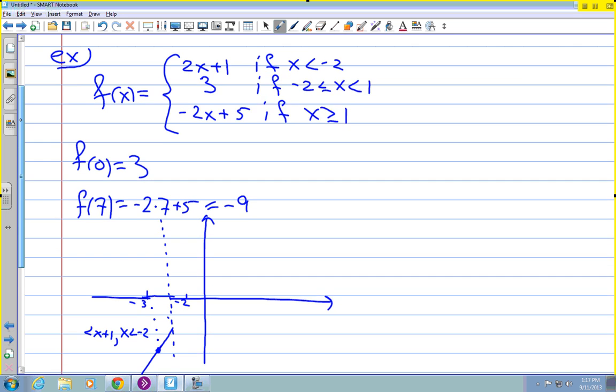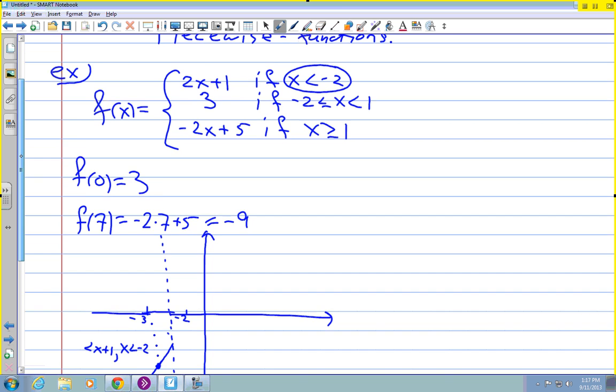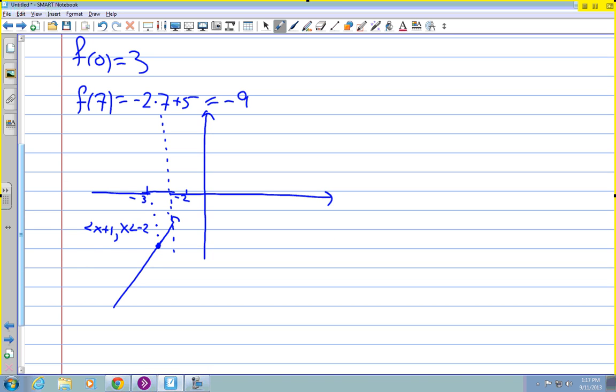Now, since it is strictly less than -2, I'm going to leave an empty circle on that line to show that it kind of gets there, but not quite. Okay? So that's the first part. It's a straight line up to -2 on the x-axis.